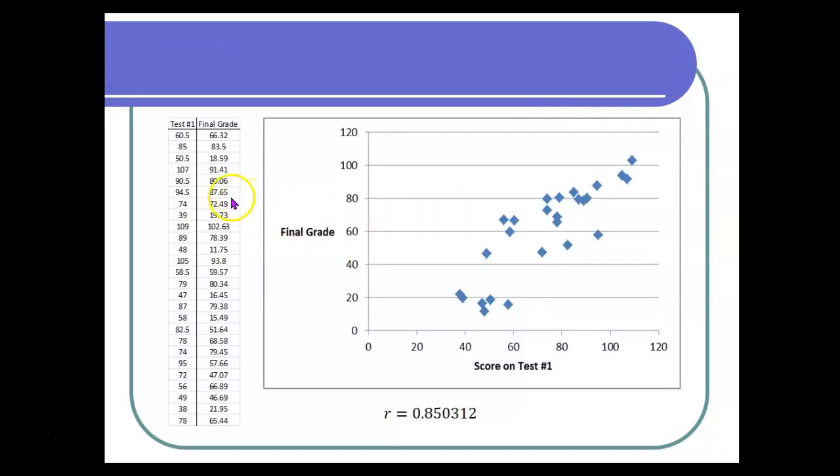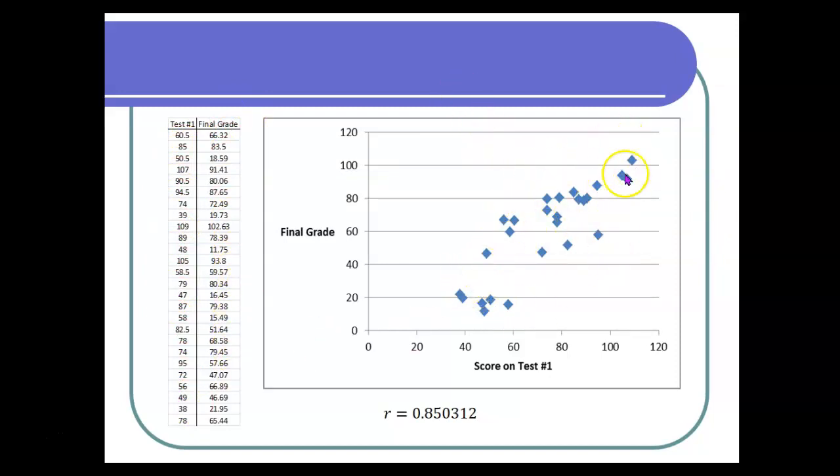But in general, I would expect that high scores on test number one would go along with high final grades, and low scores on test one would go along with low grades. So here are some actual data points from a previous semester. For all the statistics students I had that semester who made it through the semester, here's what they got on test number one, and here's what their final grade was.